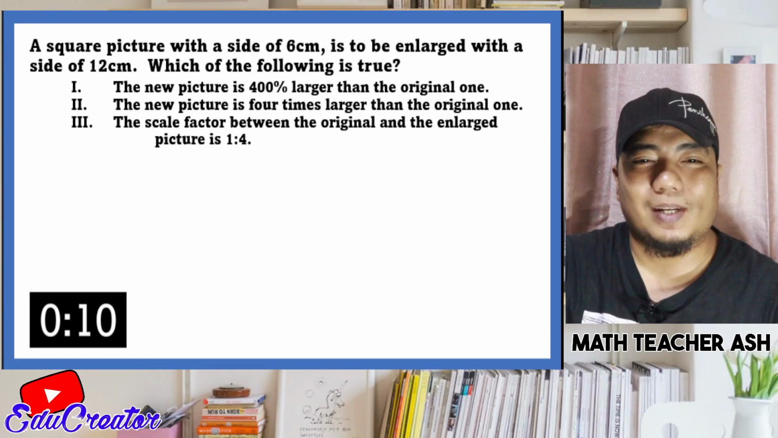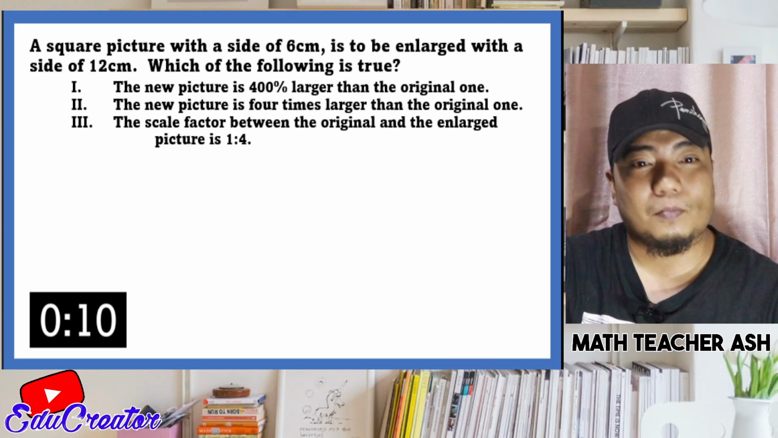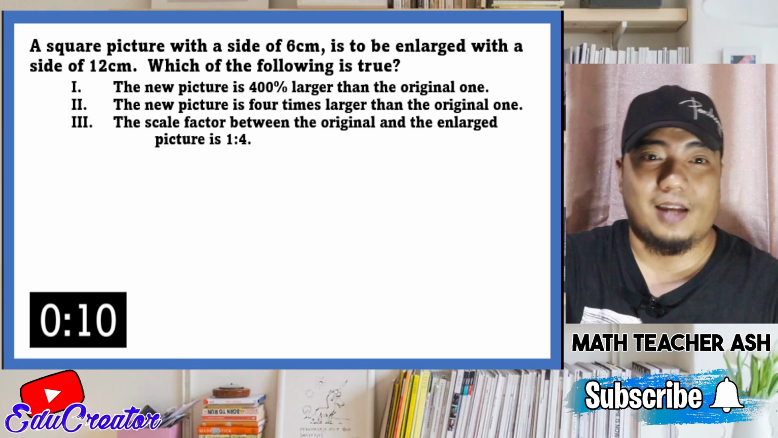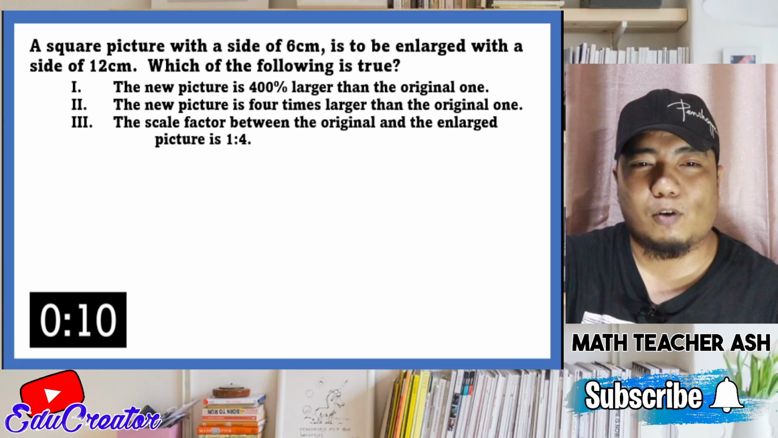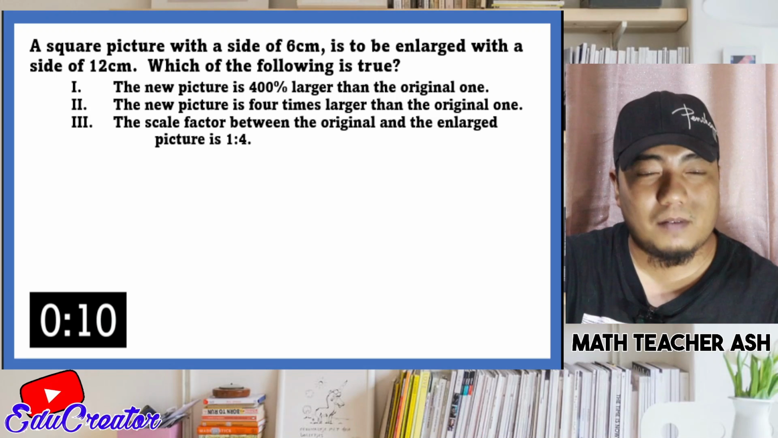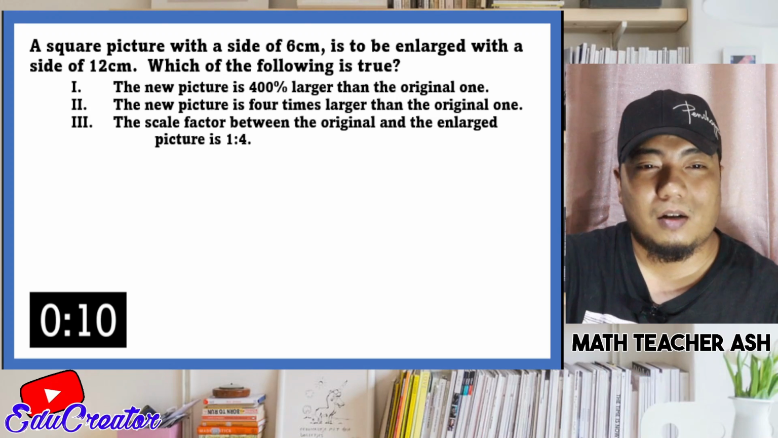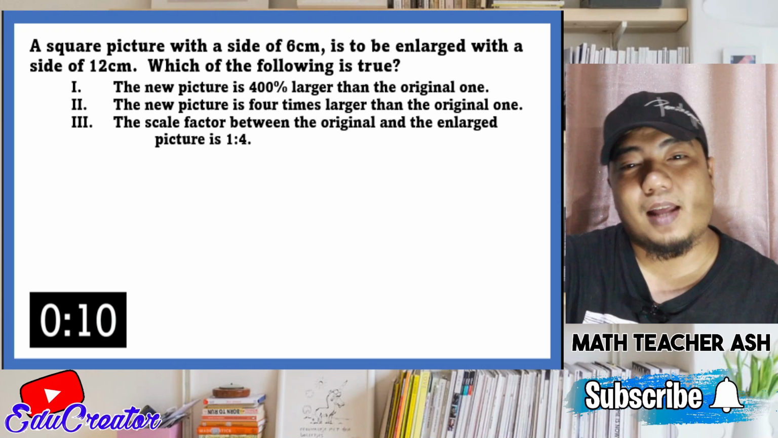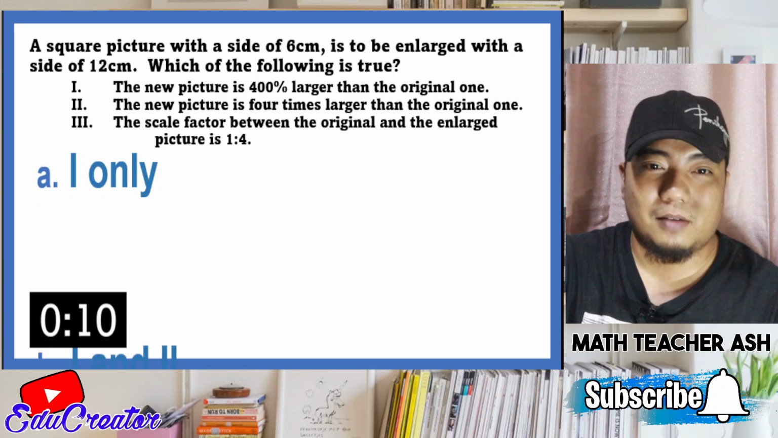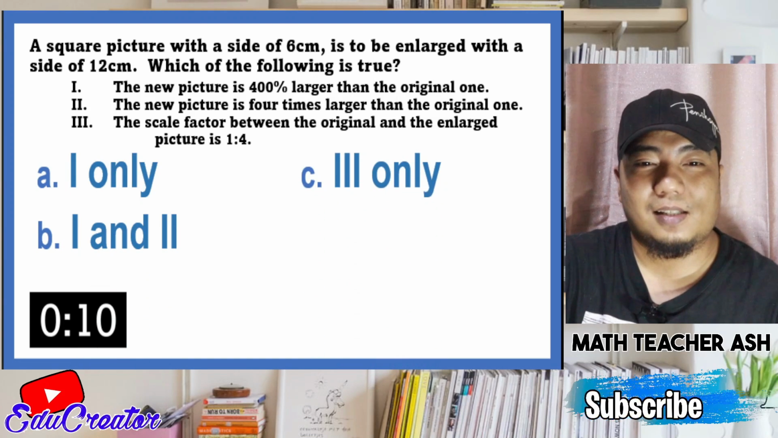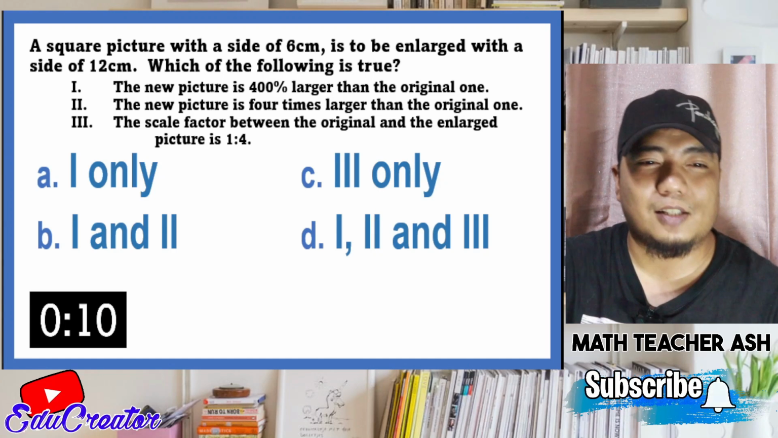A square picture with a side of 6 centimeters is to be enlarged with a side of 12 centimeters. It means that the side here is doubled. Okay. Which of the following is true? 1, the new picture is 400% larger than the original one. 2, the new picture is 4 times larger than the original one. 3, the scale factor between the original and the enlarged picture is 1 is to 4. Is it A, 1 only, B, 1 and 2 only, C, 3 only, or letter D, 1, 2, and 3? 10 seconds starts now.